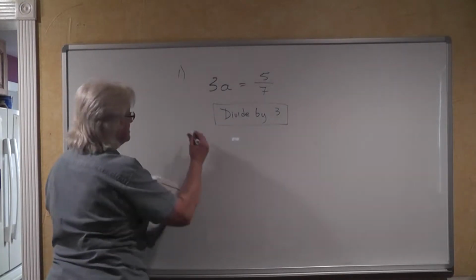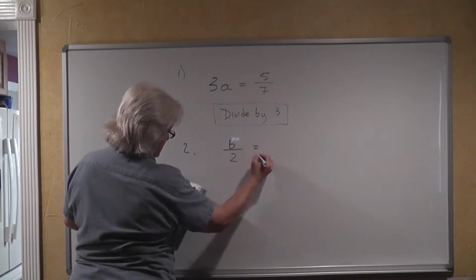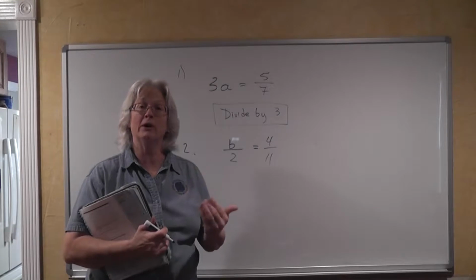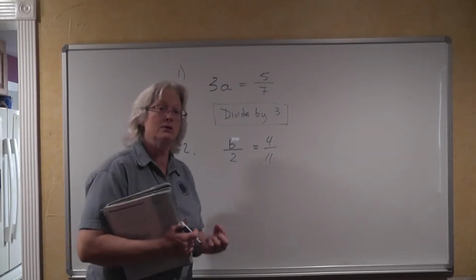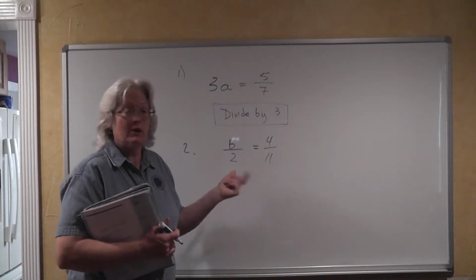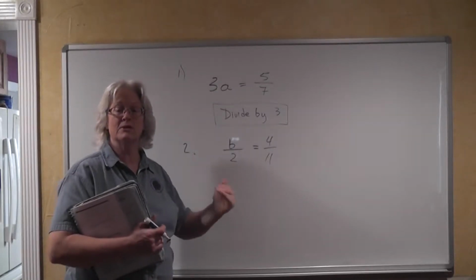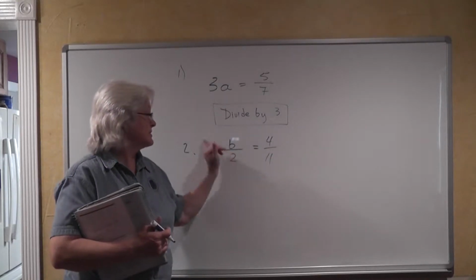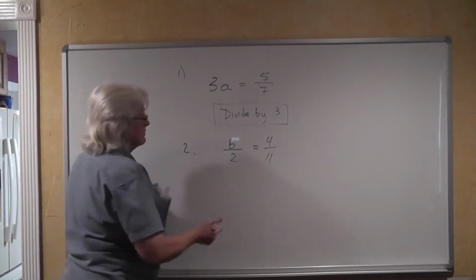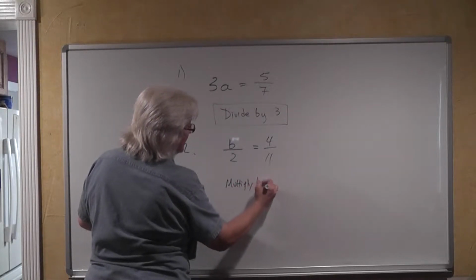Problem number 2 is this. It says b over 2 is equal to 4/11. The question is simply, what is going to be the first step that we use to solve this problem? So we look at the variable and we say, what have we done to the variable? Well, b has been divided by 2. So what is the inverse operation for division? If something's divided, what do you have to do to undo that operation? You multiply. So we're going to multiply by 2.